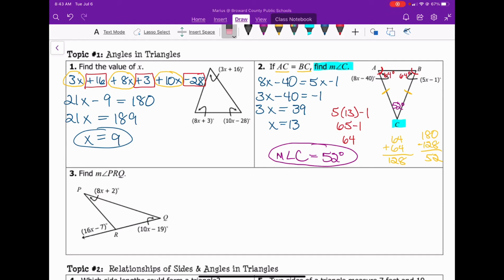Now, then we have two interior angles inside of a triangle. This is one of the rules in geometry. It's the exterior angle theorem, if I'm not mistaken, which states that an exterior angle is equal to the sum of the two interior angles opposite of it, okay? So basically, that angle on the outside, 16x minus 7, is equal to the other two angles added together. So we have 8x plus 2 plus 10x minus 19.